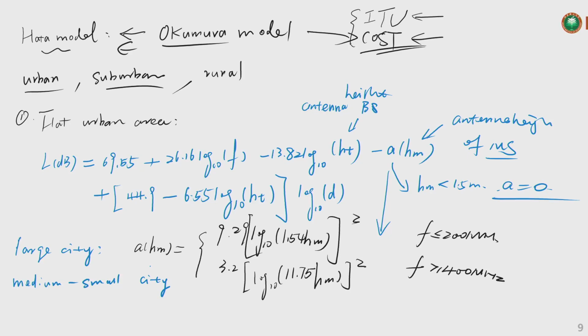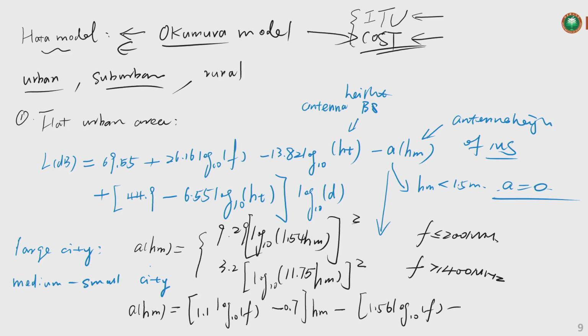And also for the medium to small cities, the A(HM) also has its own expression. It can be expressed as 1.1 times log of the frequency minus 0.7, times HM, minus 1.56 log of the frequency minus 0.8. So it's frequency dependent, and the frequency part is inside of this expression. So this is for this one.